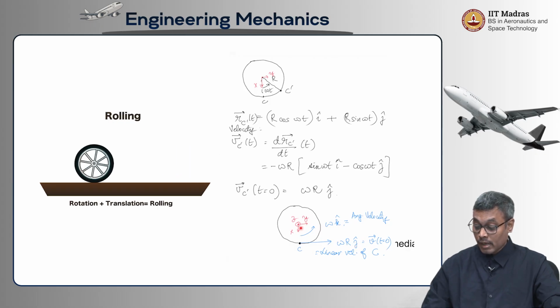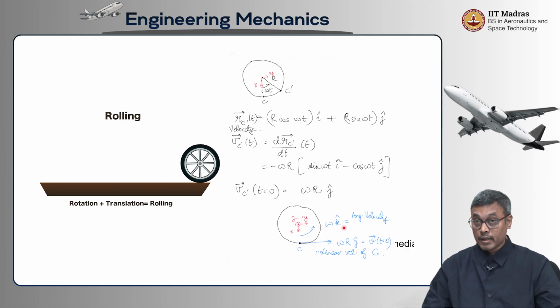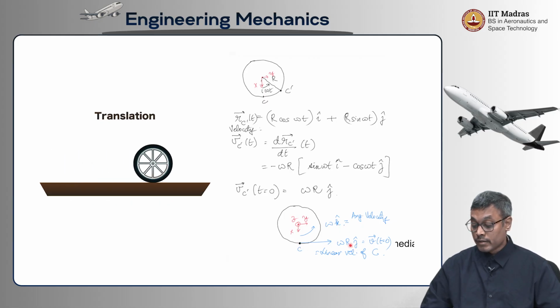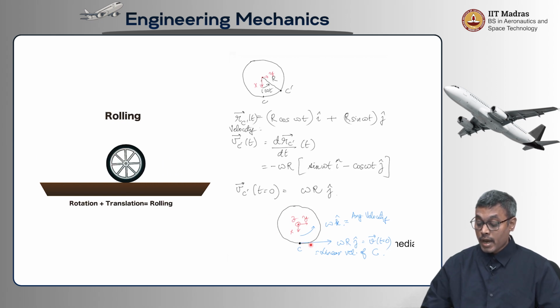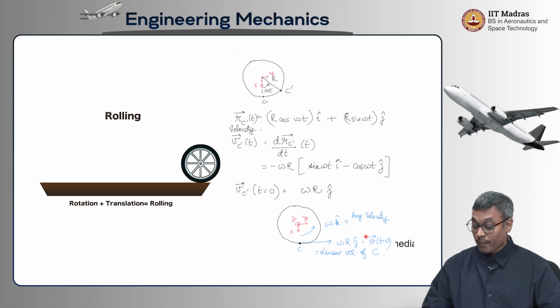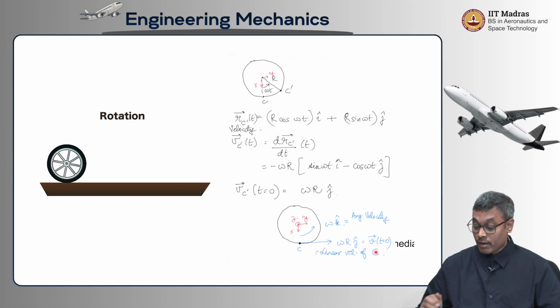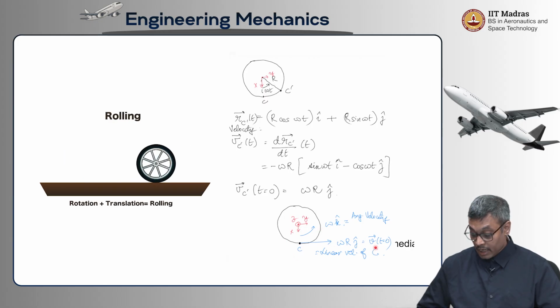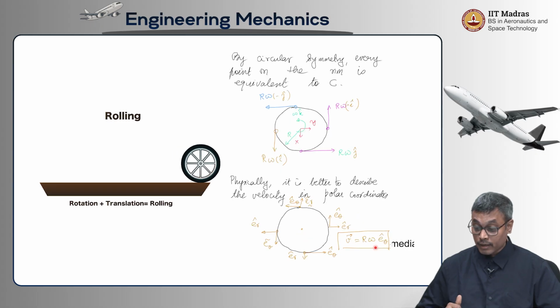So, what we see is that if omega k hat is the angular velocity of a solid, then the point of contact has a velocity which is tangential to the wheel and it is pointing this way. So, this is the linear velocity of C. Omega is the angular velocity of the wheel, omega r j hat is the linear velocity of the point of contact.